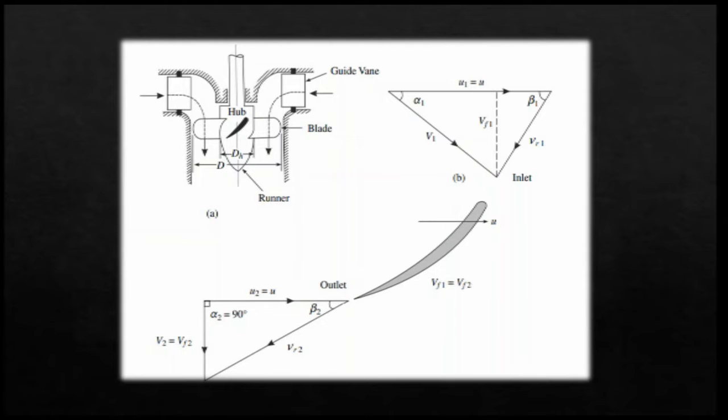One is described as the inlet triangle and two is described as the outlet triangle. Here U1 is the peripheral velocity, which is ultimately equal to U, and U2 is also equal to U. The inlet angle, between U and V1, is called alpha 1, and the other angle is beta 1.